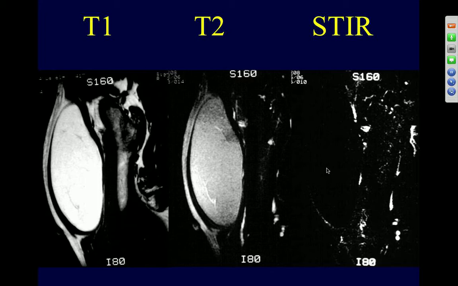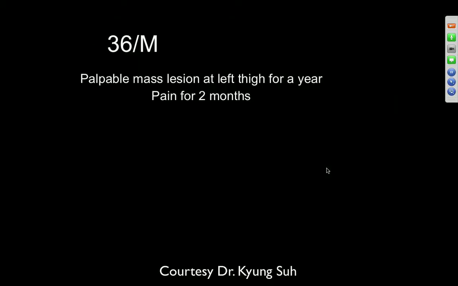Liposarcomas have a fairly characteristic appearance. In medium grade to high grade liposarcomas, you don't see fat in them like this. The fat that's in them is microscopic and not something that you'll see filling a voxel in an MR or a CT scan. But we'll get more examples of this.